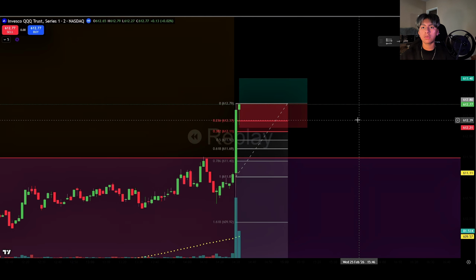the 0.382 and also 0.236. So these two levels right here in red are the most critical levels on the Fibonacci. Anything below 0.382 is essentially no more of a trade.